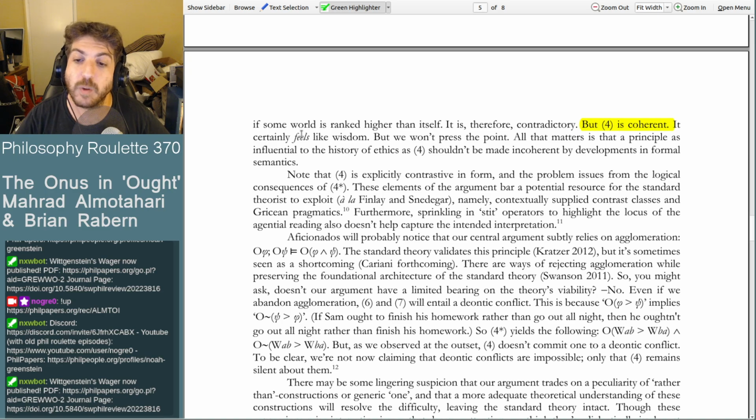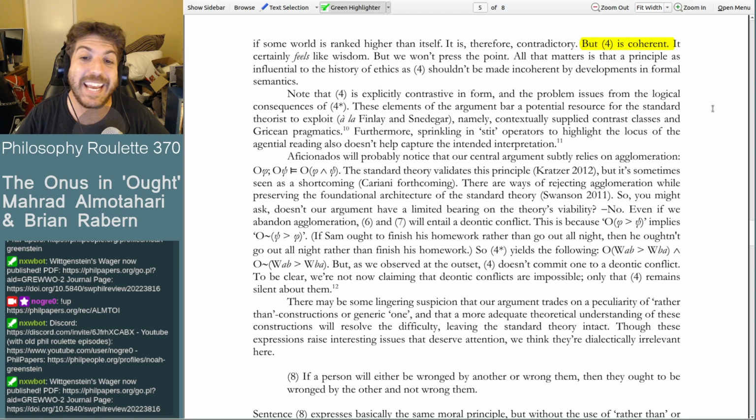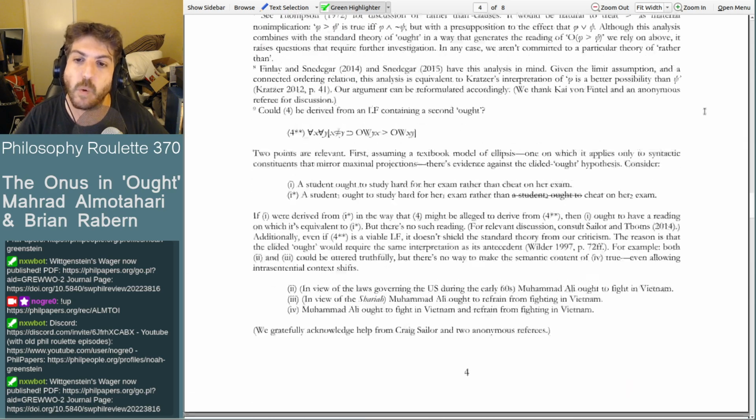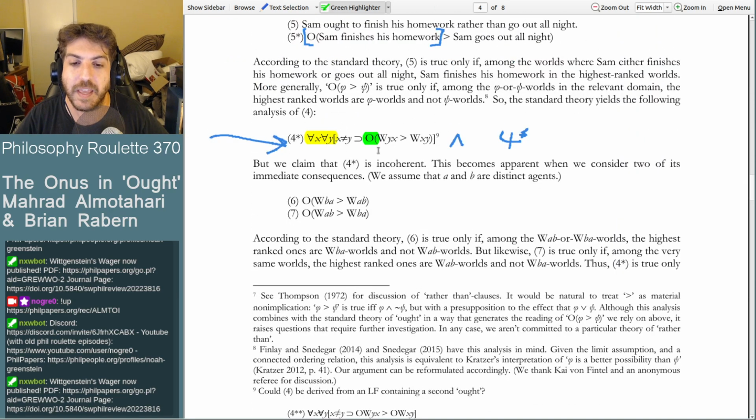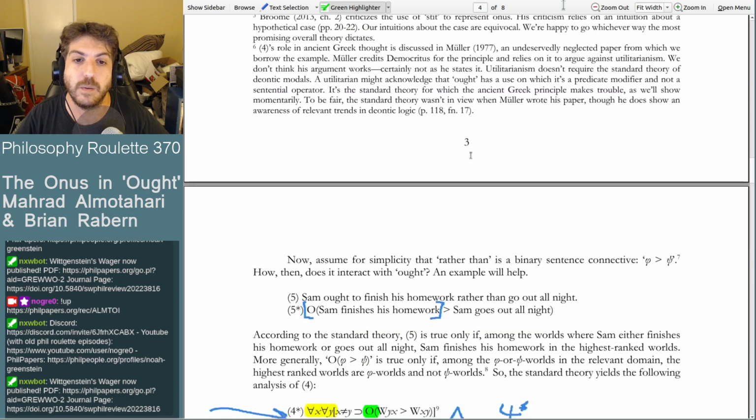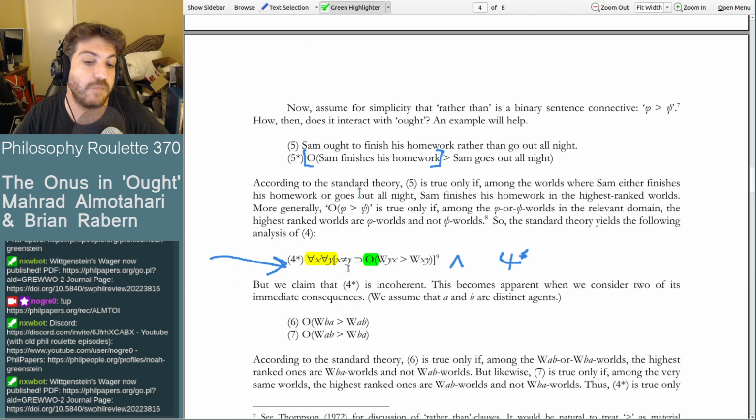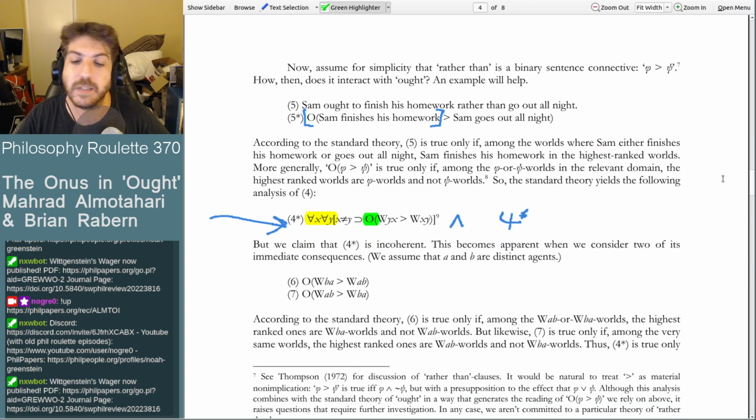So, yeah, but 4 is coherent. It certainly feels like wisdom. Yeah, that's true. We won't press the point. All that matters is that a principle as influential to the history of ethics as 4 shouldn't be made incoherent by development of formal semantics. It didn't. It was made incoherent by your doing a giant scope expansion on being wronged by, which, of course, you don't see in this thing, because you've gotten rid of it basically. There is no wronged by. This is W here. Doesn't make any sense in terms of anything that anyone is doing.